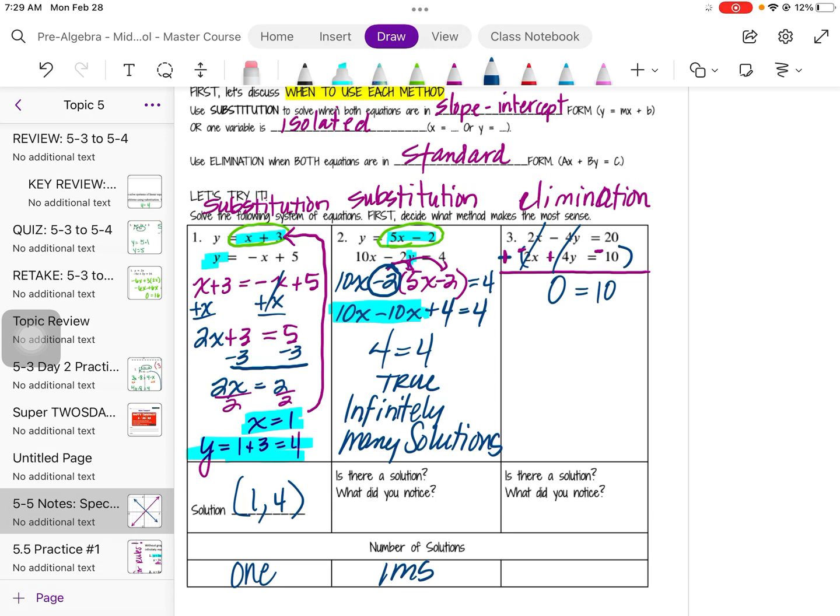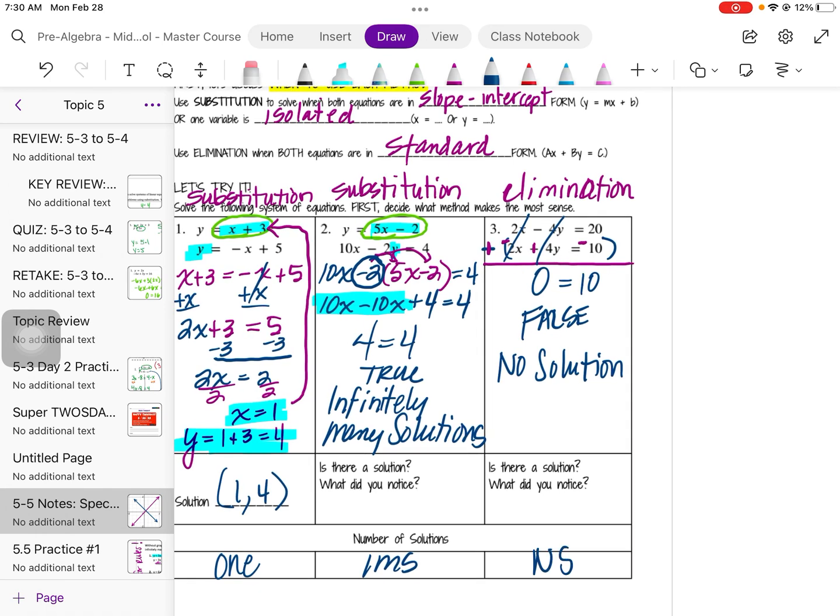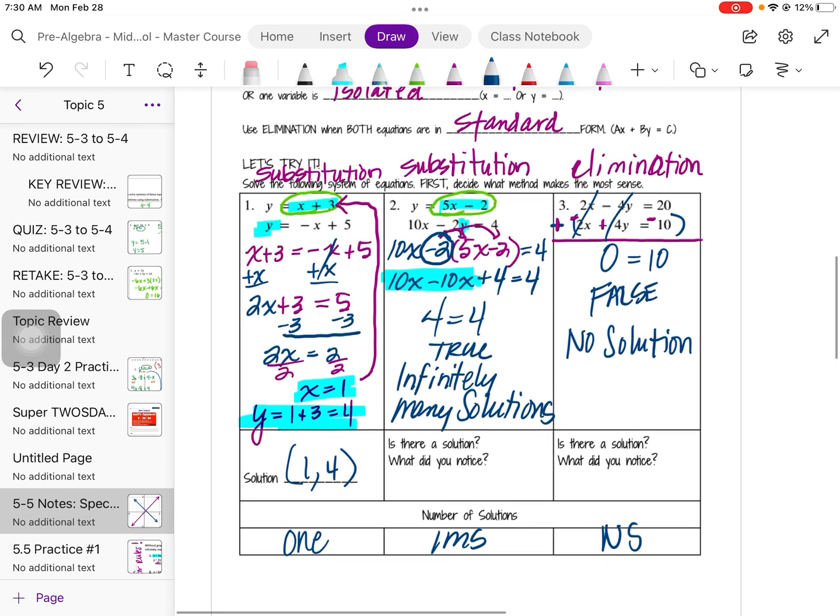So again, is there a solution? No. What do you notice? Okay, so hopefully you're noticing that your variable term dropped out, and you ended up with 2 numbers on either side that create a false statement. And when this happens, this means there is no solution to this system of equations. So you can abbreviate that NS for no solution.